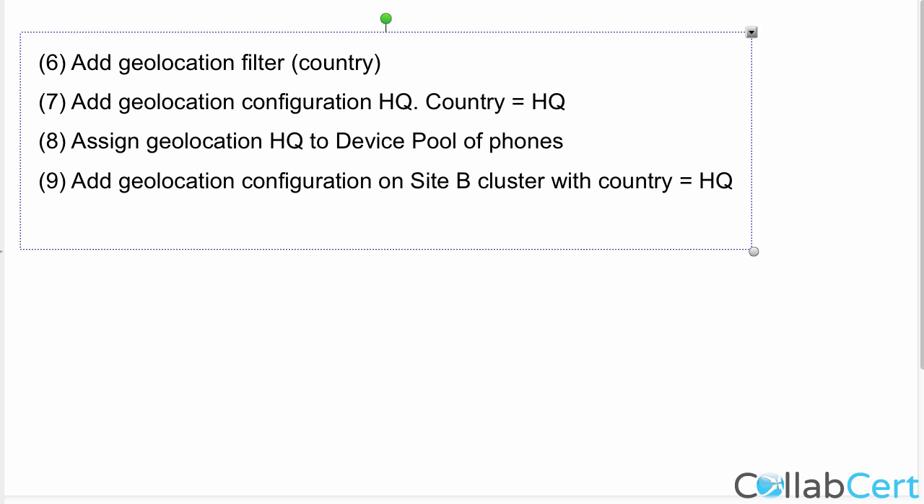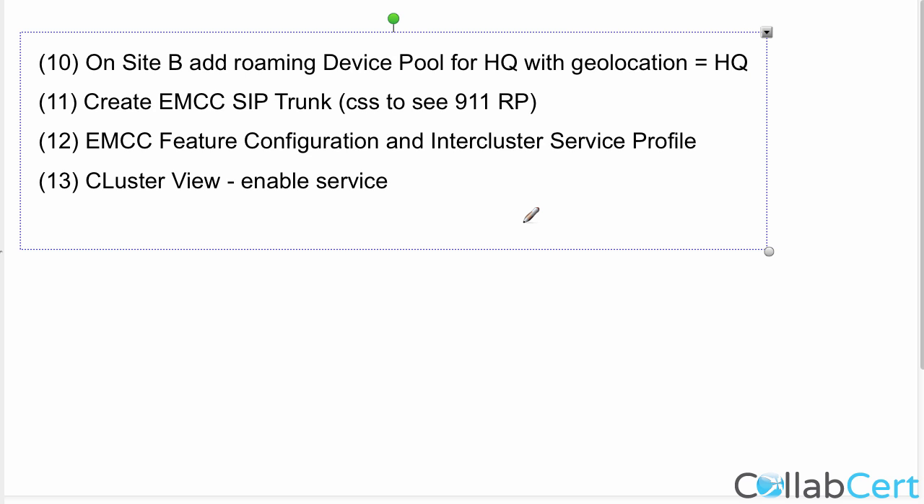As it turns out, I will just ignore these steps for the time being, but we're going to see that we cannot enable EMCC without at least having a filter, geolocation filter set. So ignoring the geolocation, we'll wait for the error. The next thing that I need to have is a SIP trunk. Alright, so let's just analyze what's going to happen here.